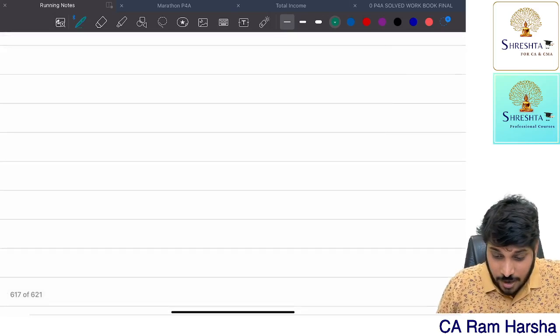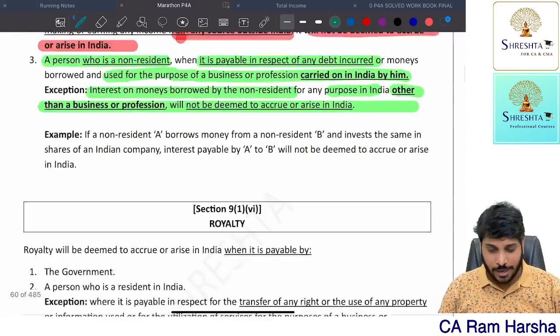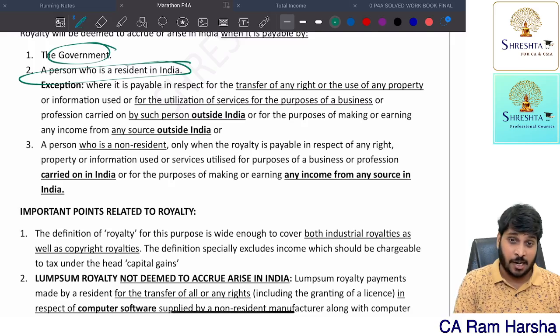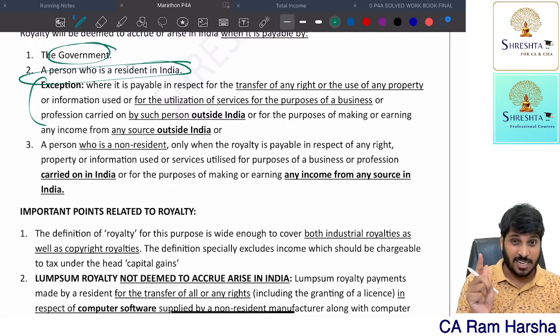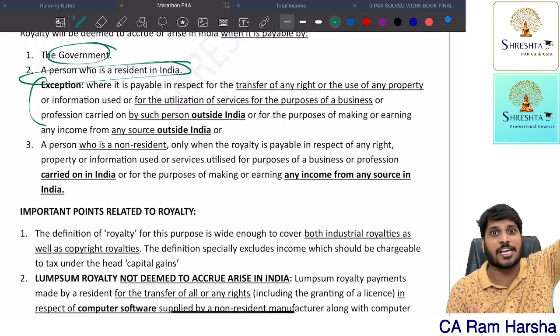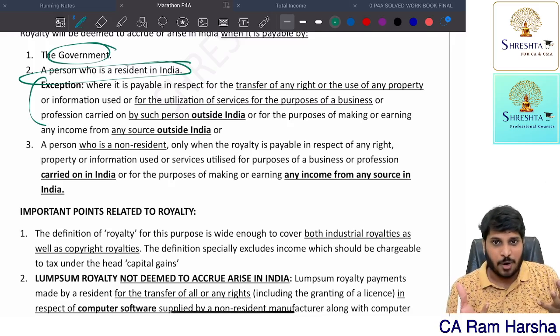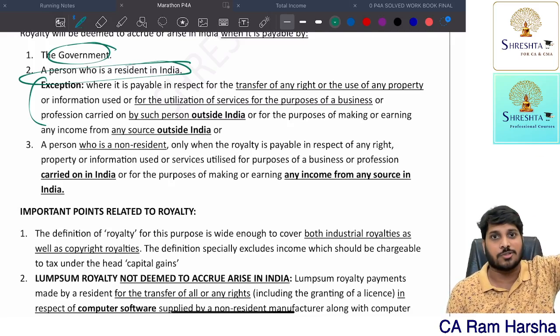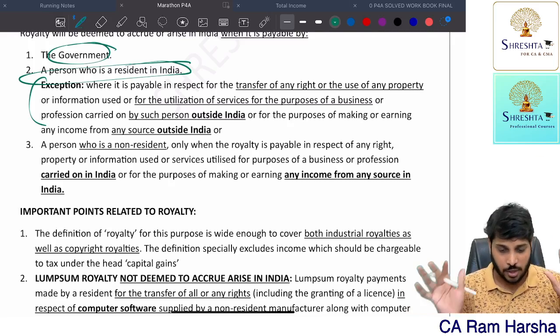Next, same way, royalty also. Similarly, royalty. Suppose the royalty is received from the Government of India, the source of income is always in India. If a royalty is received from a resident person in India, the source is in India. However, exception. Suppose I'm receiving royalty from a resident Indian, but that Indian is paying me royalty in respect of services used for a business or profession outside India. Whatever service I provided, for which he is giving royalty, if that service is used outside India, for business or profession or some other source, then that income is not deemed to accrue or arise in India.